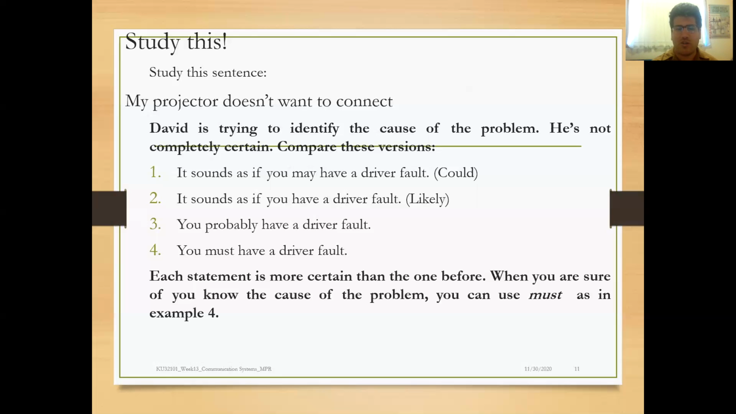When you are sure that you know the cause of the problem, you can use must as in example 4. In this example, we have David diagnosing his own computer problem. But of course, we could have a computing support officer being the one diagnosing. Someone might call the computer services, and then the computing support officer will be the one diagnosing the problem.